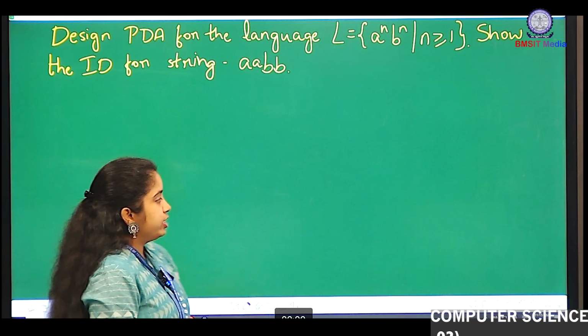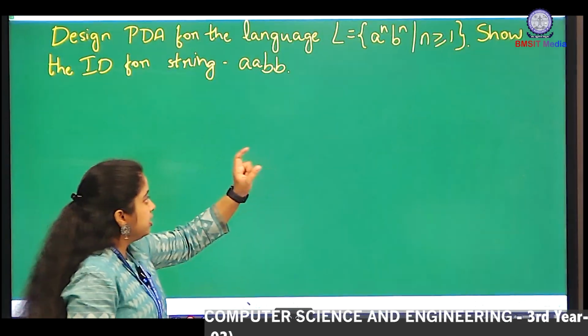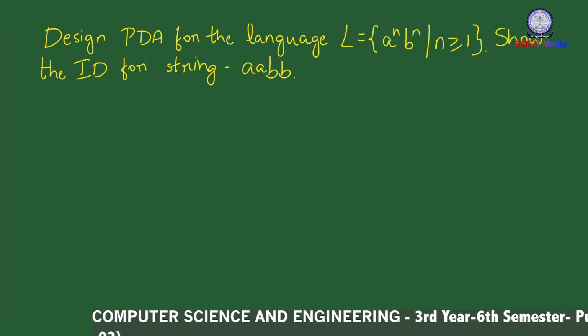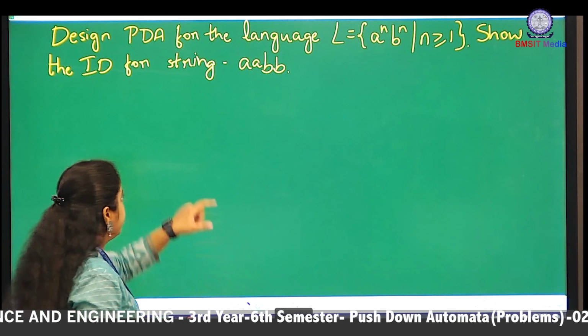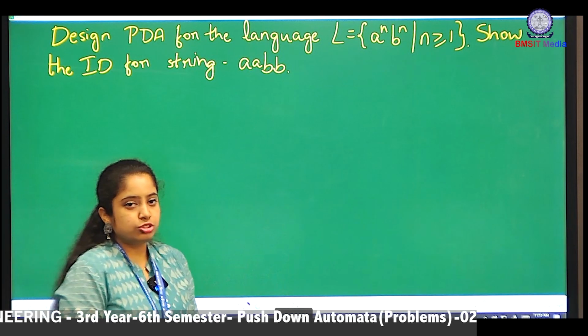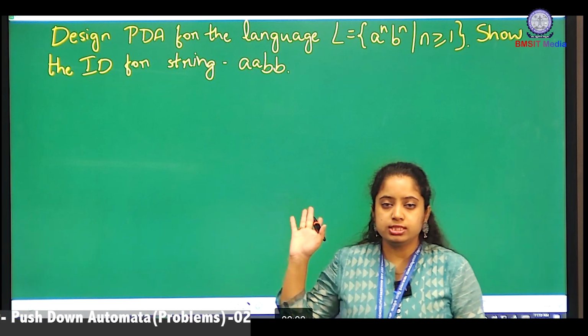Design a PDA for the language L equal to a power n b power n, such that n is greater than or equal to 1, and show the ID, the instantaneous description, for the string AABB. So this is what the question is. We have to design a PDA for this language.